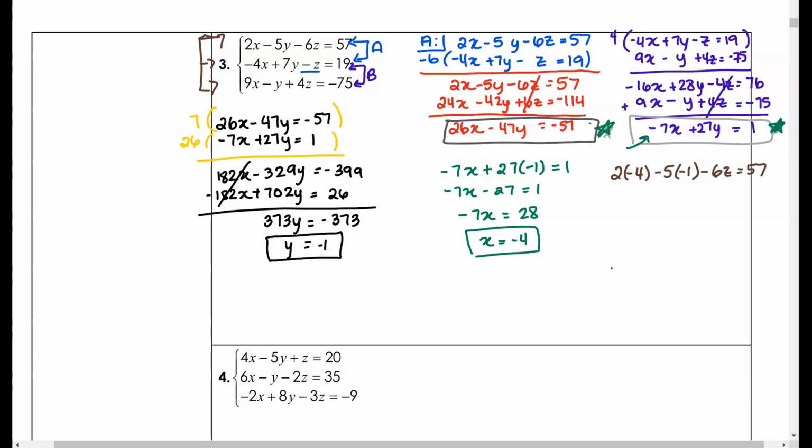Okay. 2 times negative 4, that gives me negative 8 plus 5 minus 6z equals 57. Negative 8 plus 5, that's going to give me a negative 3 minus 6z equals 57. I'm going to add 3 to both sides, so I get negative 6z equals 60. So I end up with z equals negative 10. So then our point here is going to be negative 4, negative 1, negative 10.